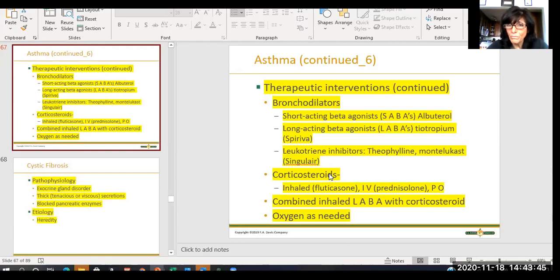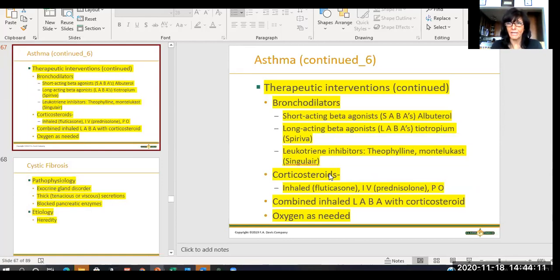Bronchodilators like albuterol, long-acting ones like tiotropium, leukotriene inhibitors, theophylline, corticosteroids like prednisone and fluticasone. And oftentimes you'll see people with asthma say they'll be on albuterol for a rescue inhaler, and maybe they'll have fluticasone, okay, which is a steroid inhaler. So what do they take first?